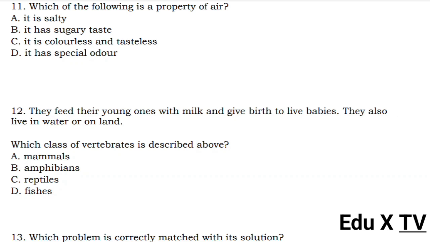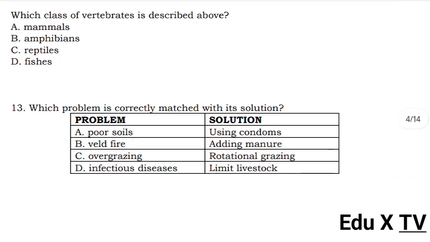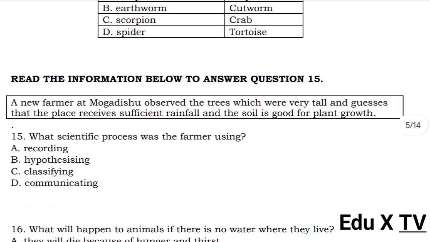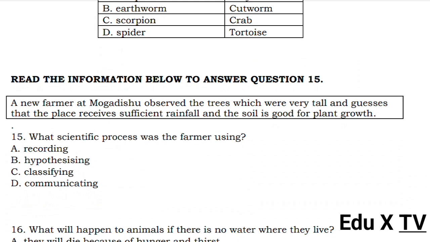Answer A. Number 13, which problem is correctly matched with its solution? Answer C. Number 14, which list of animals shows correct classification of vertebrates and invertebrates? Answer D. Read the information below to answer question 15.